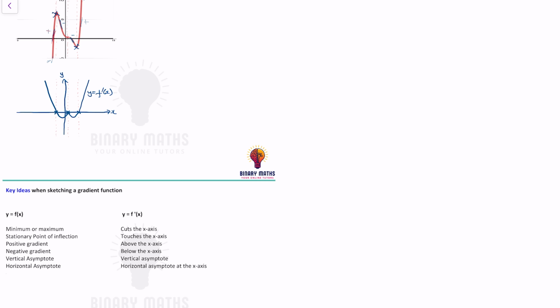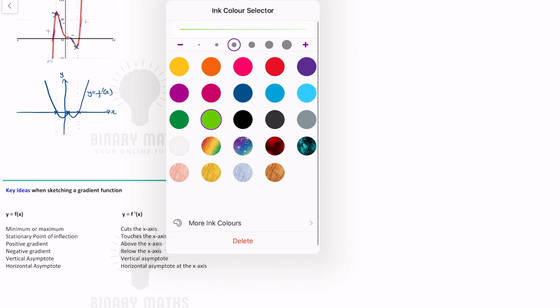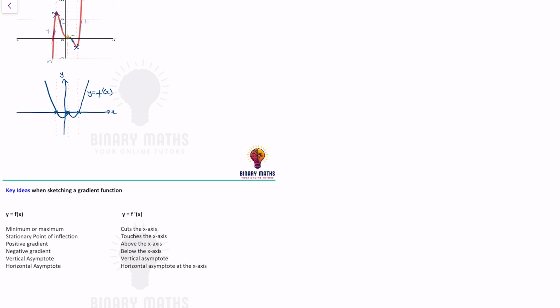If it's a stationary point of inflection, which is basically, if I change it to green, that point there, then you can see at that point in my y equals f dash of x, it doesn't cross it, but it just touches it. So it bounces off it and comes back to the same side. So it touches the x-axis. If it's a positive gradient, we've already discussed, it's above the x-axis. If it's a negative gradient, it's below the x-axis, because obviously negative means less than 0.